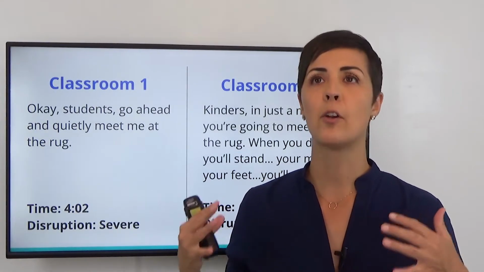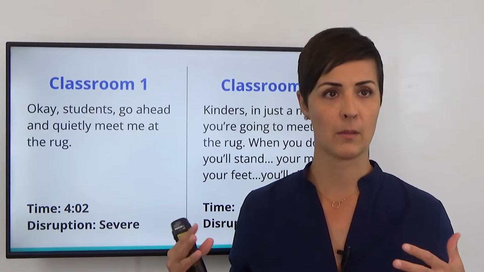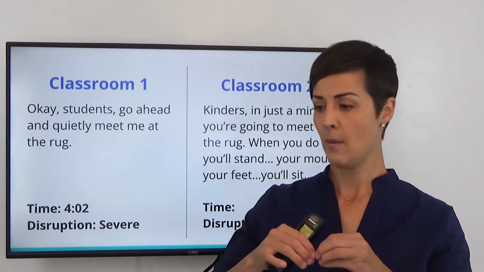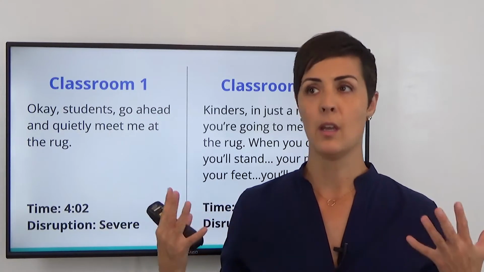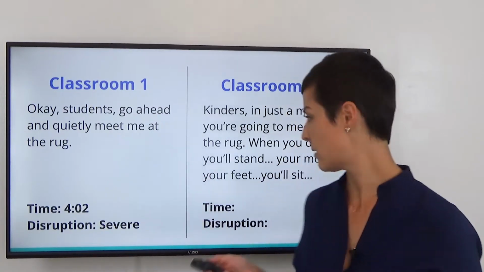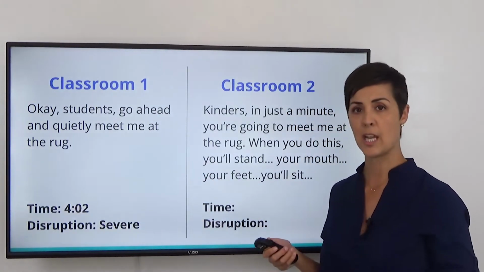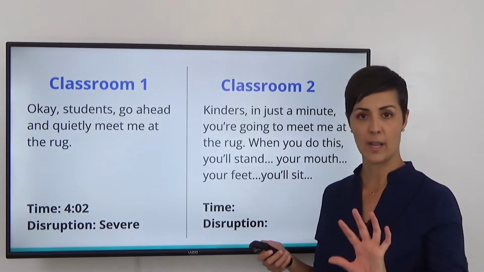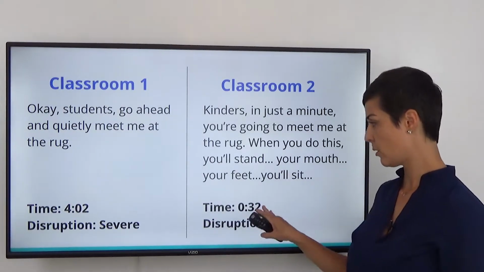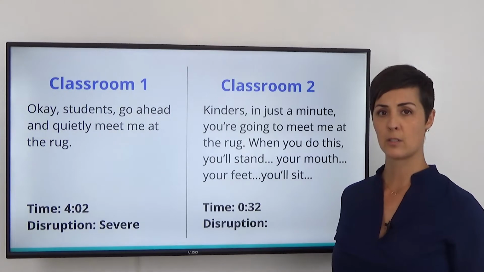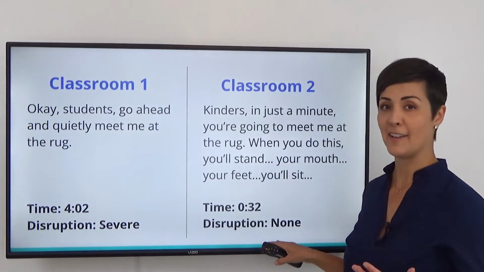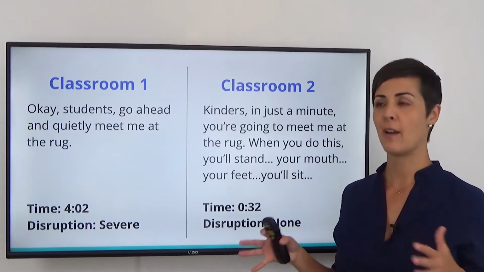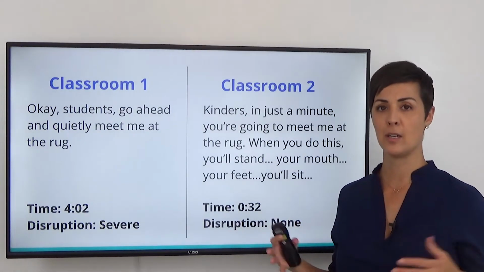And you could have heard a pin drop. Despite these 30-ish kids moving over to the rug, they were going so quietly and so smoothly. It was incredible. So how much time did this transition take before kids were seated and ready for instruction? Just over 30 seconds. And what was the disruption level? Mild, moderate, severe, or none? It was none. She didn't have a single disruption during that transition.